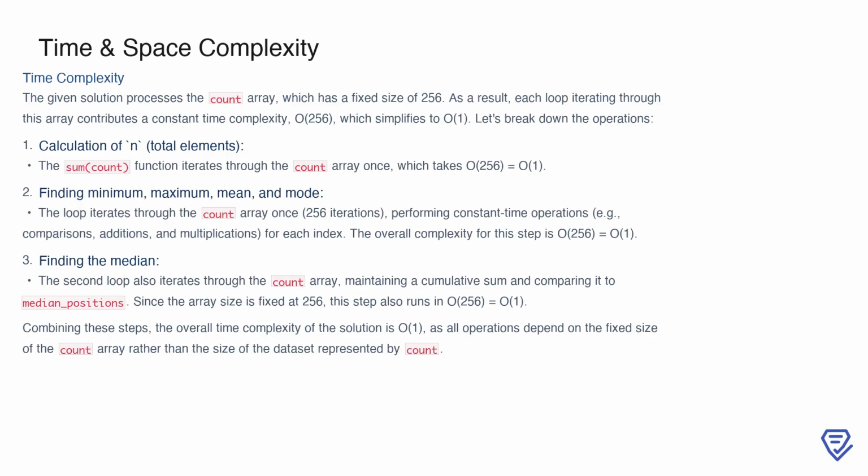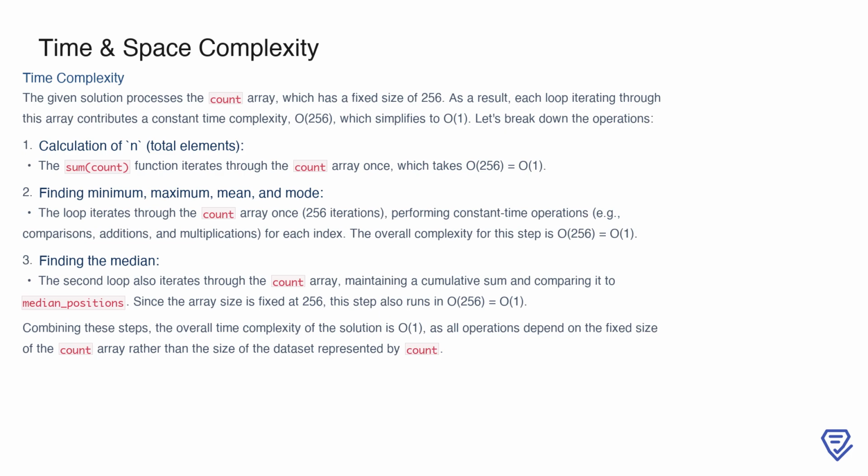In this solution, the time complexity is determined by the fixed size of the count array, which always contains 256 elements. Each operation that processes this array runs in constant time, O(1). For instance, calculating the total number of elements, n, involves summing up all values in the count array. Since the array size is fixed, the sum(count) operation takes O(256) time, which simplifies to O(1).